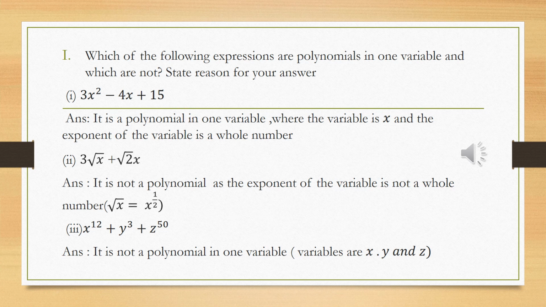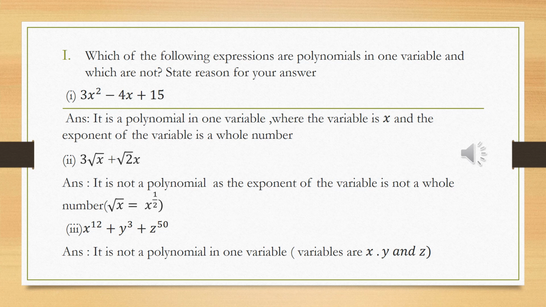Therefore, we can say it is a polynomial in one variable. In the second question, 3 root x plus root 2x, we can see x is the variable. But when we check the power of the variable in the first term, that is root x, which is also written as x raised to 1 by 2, the power is not a whole number. Therefore, we can say it is not a polynomial.